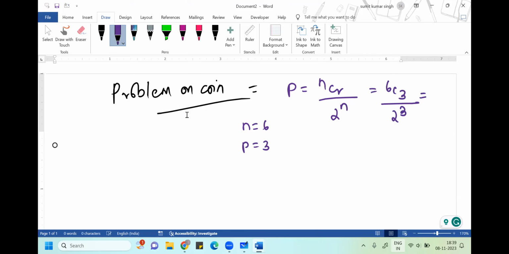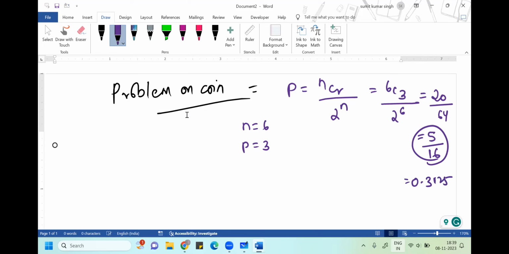What is 6C3? If I'm not wrong, it is 20. 20 by, sorry, 2 to the power 6, not 2 to the 3. 20 by 64. So this would be what? This would be 5 by 16. Correct na? What is 5 by 16? 5 by 16, if I'm not wrong, it is 0.3125.